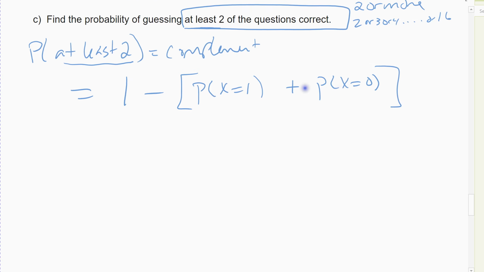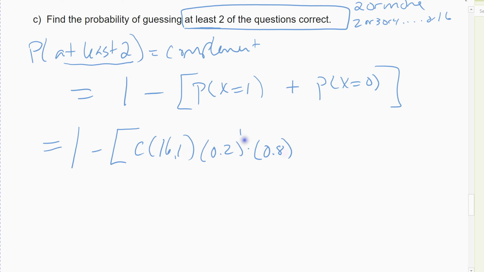So I do have to fill out my formula twice, but 1 and 0 are the easy cases because the combination part's pretty easy. All right, so the 1 case: combination out of 16 questions, I guess 1 right. Well, probability of guessing a question right was 0.2, I guess 1. Probability of guessing a question wrong was 0.8. Well, if I'm getting 1 of 16 right, I'm getting 15 of 16 wrong. Or, so I add, probability of getting 0 out of the 16 questions, we get none of them right.